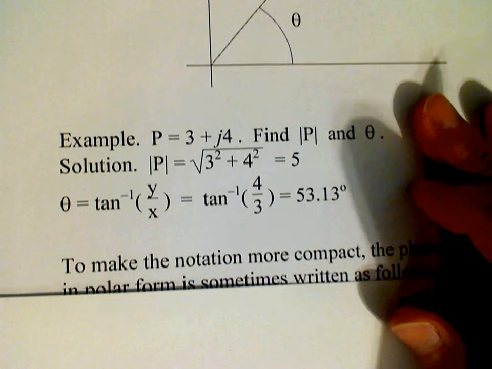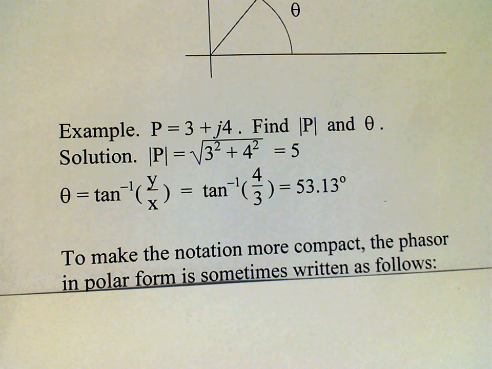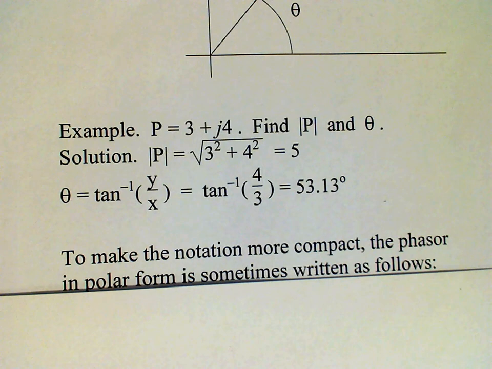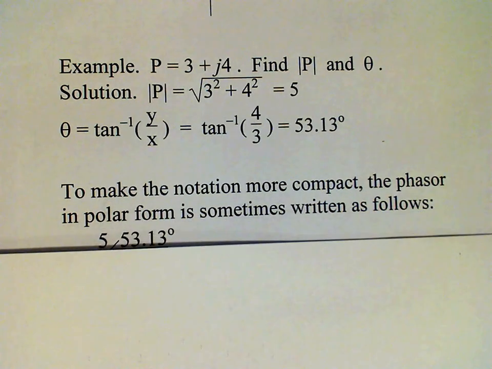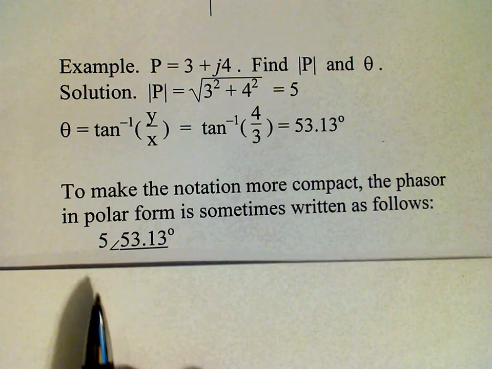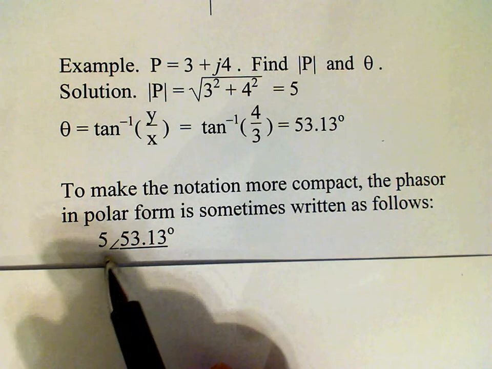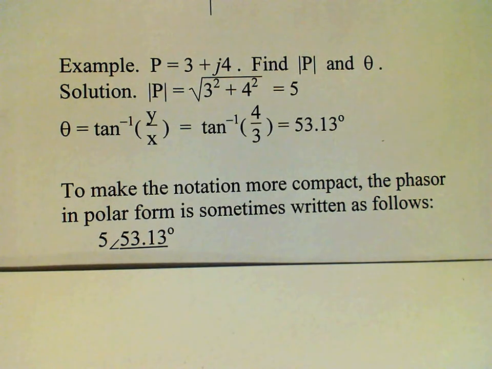Okay, and just one other thing. Rather than writing magnitude of P equals 5 and theta equals 53.1 degrees, the polar form is often written in a more compact form like this. You give the magnitude and the little angle symbol, and inside the angle symbol you write the angle.